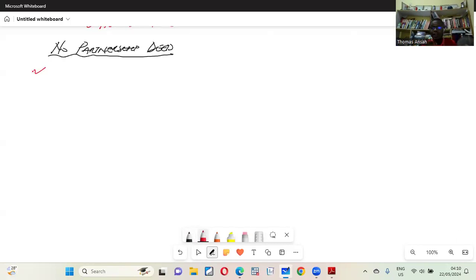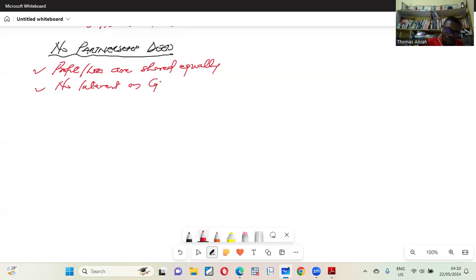Now, if there is no partnership agreement in the question, then it means that the profit or loss are shared equally. Again, it means that there is no interest on capital. Not only capital, but on loan and even on drawings. So take note of that. There will be no interest on such. Again, capital contribution will be equal. So these are what happen.